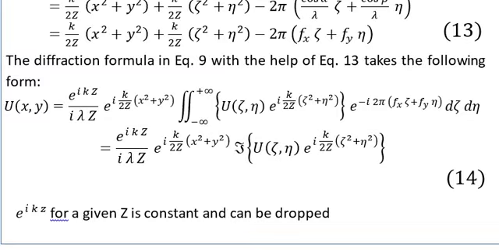So e to the power iota kz, which is outside this one, for a given z is constant and can be dropped. If this formula gives you the amplitude at the output plane, and the amplitude is not important, we can drop the constant phase factor, which is e to the power iota kz. But we cannot drop e to the power iota k over 2z into x square plus y square, because at the output, when x and y change, this factor will change. But the other factor, e to the power iota kz, for a given z is constant and can be dropped, especially when we are talking about the measurement of intensity.